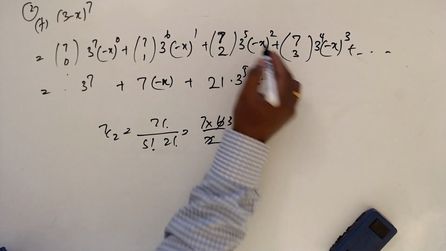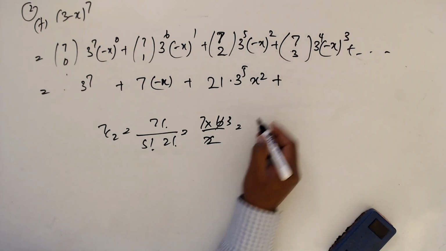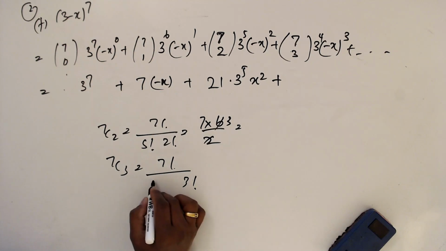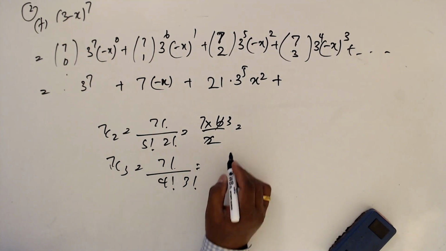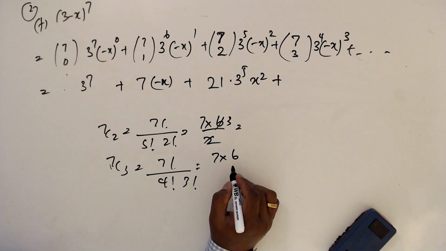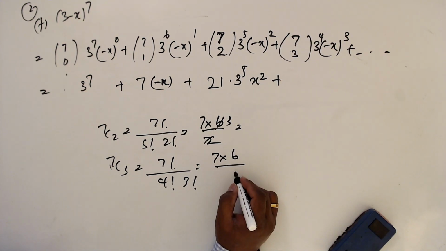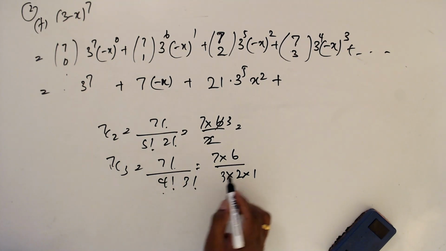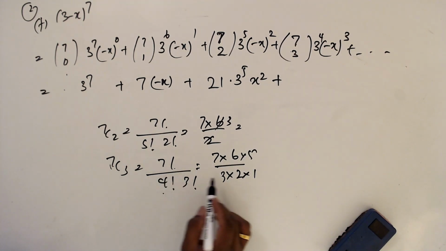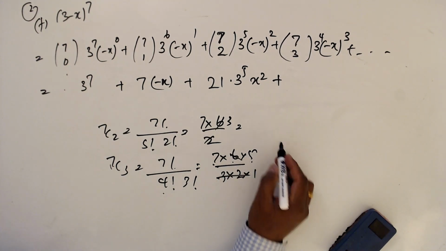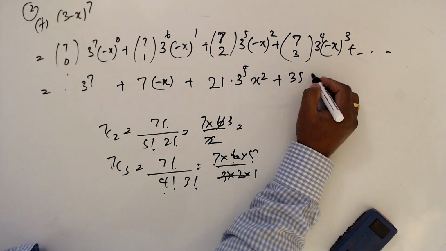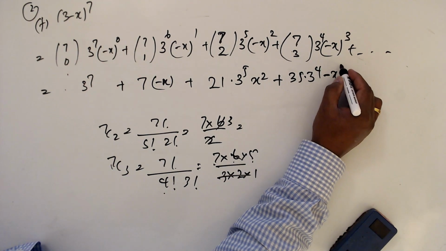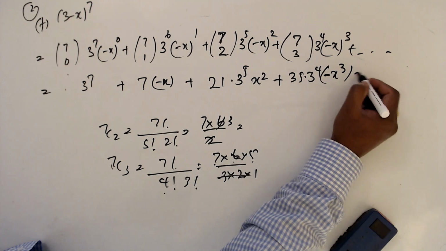Times x square, minus x square, and 7C3 is 7 factorial over 3 factorial 4 factorial, 7 times 6 times 5 over 3 times 2 times 1, which is 35, times 3^4, minus x cube plus dot dot.